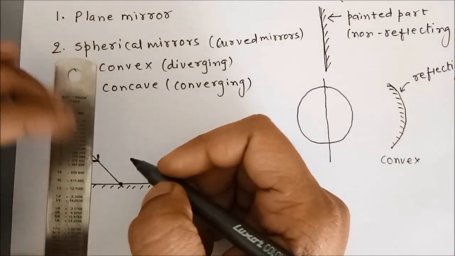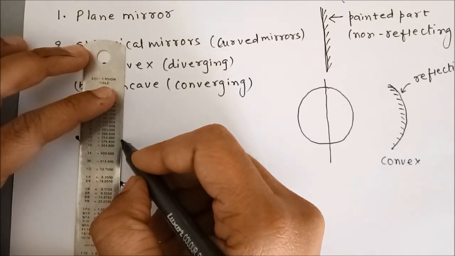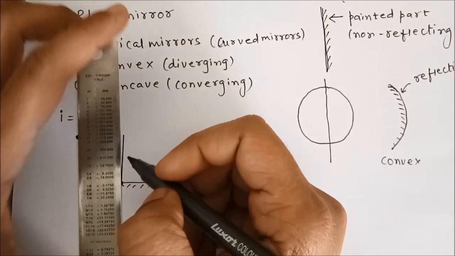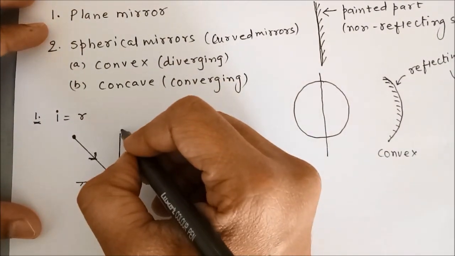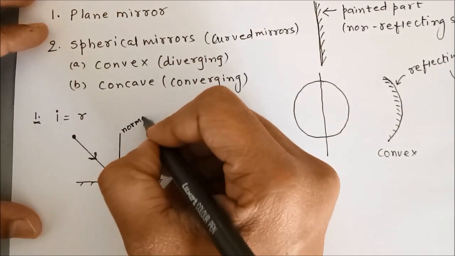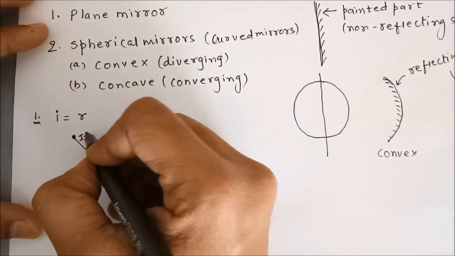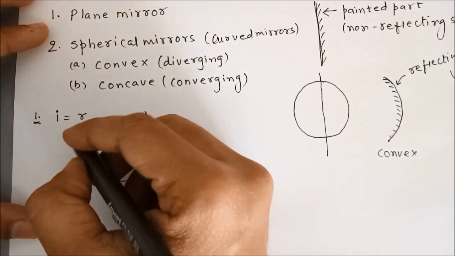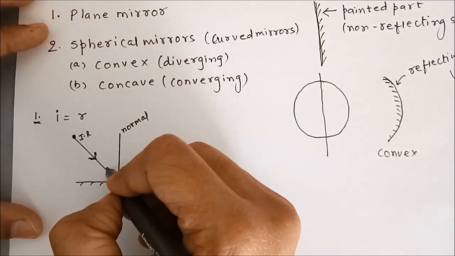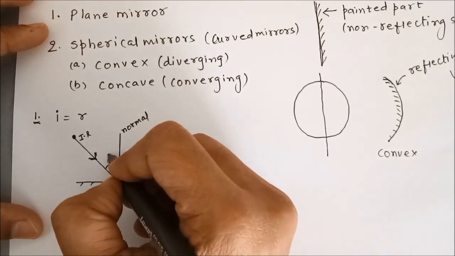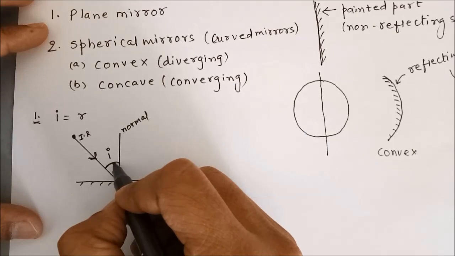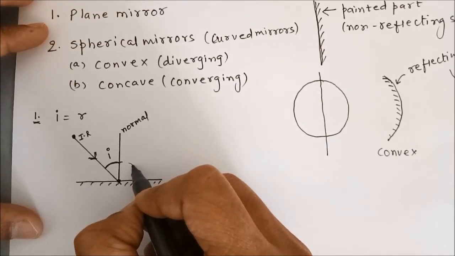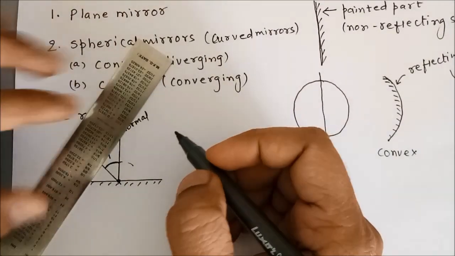From the point of incidence, you are supposed to make a perpendicular line. This line should be perpendicular to the mirror. This line is called normal. This is called incident ray. The incident ray always falls towards the mirror, and the angle between the incident ray and normal is called angle of incidence. Now we have to measure this angle. At the same angle over here, the reflected ray goes.